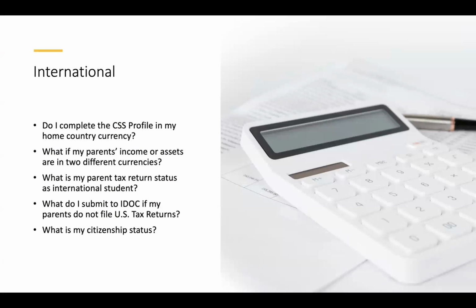What is my citizen status? Most international students will select other, which means you are not a US citizen and are not eligible to live permanently in the US. You will only select eligible non-citizen if you live in the US permanently and may be on a path to becoming a US citizen.